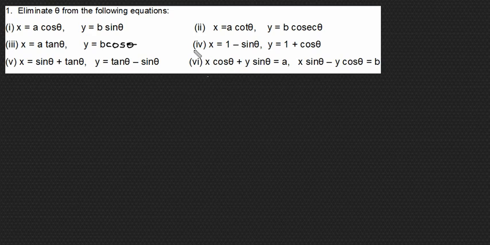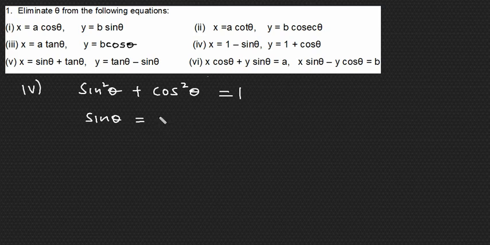Yes, now let us see Roman numeral 4. Now Roman numeral 4, again you can see how sine and cos. You can make sine the subject and cos the subject. So for Roman numeral 4, we shall use an identity of sine squared theta plus cos squared theta equal to 1. So here what we do is to make sine the subject. So sine theta is going to be 1 minus x. So sine squared theta will be 1 minus x squared.